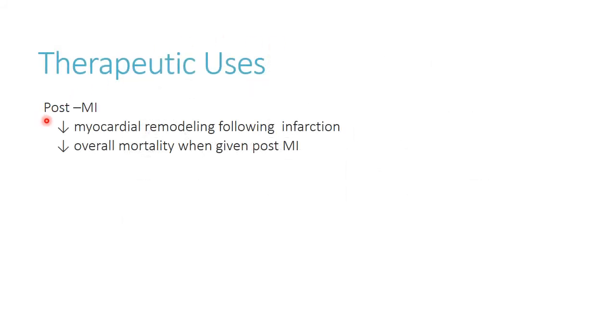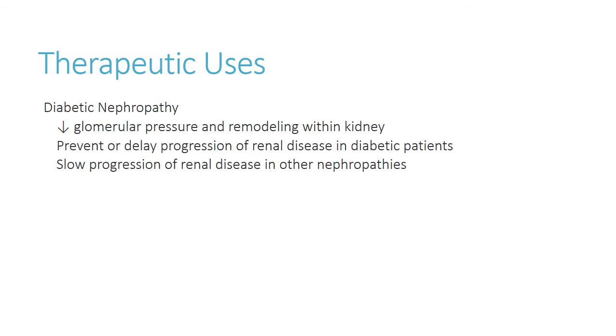So we can also use these post-MI, as I mentioned, to help with some of that remodeling, and then overall decreases in mortality after MI. So again, a good thing for these patients to be on. Also mentioned diabetic nephropathy. This helps by decreasing glomerular pressure, and then a lot of the remodeling happens there as well. Again, just slow progression, hopefully stop it, but it's not going to reverse anything.